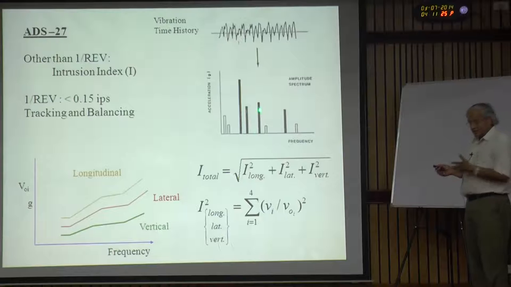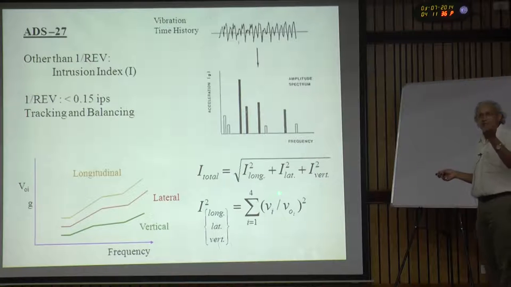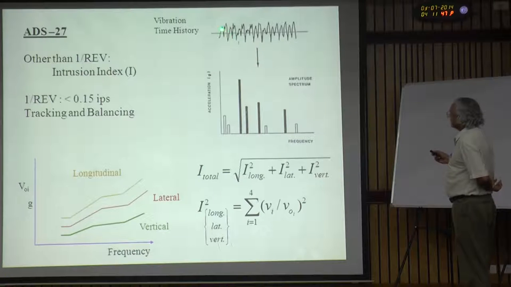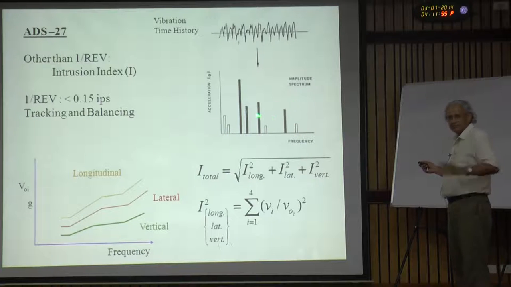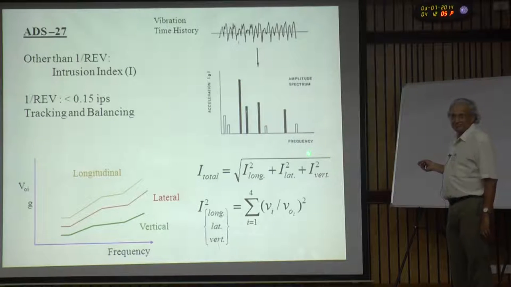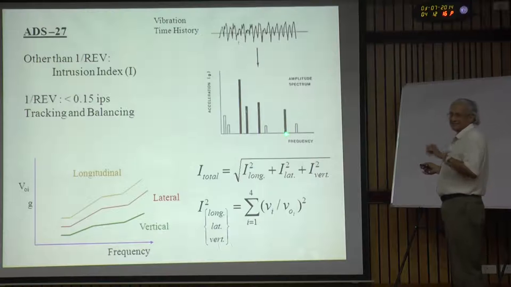Suppose you have vibration in all directions: up and down, fore and aft, lateral. Then how do I come up with one index? Because in the earlier diagram, it is one index, one G level. Now they define something called the intrusion index. What they do is, you get the vibratory signal. That signal, you do a frequency analysis, that is a Fourier. You pick up the four frequencies which have the highest participation, highest value. Rest of them are small, so you leave that. And these four values you will have in the vertical direction, the lateral direction, the horizontal direction.